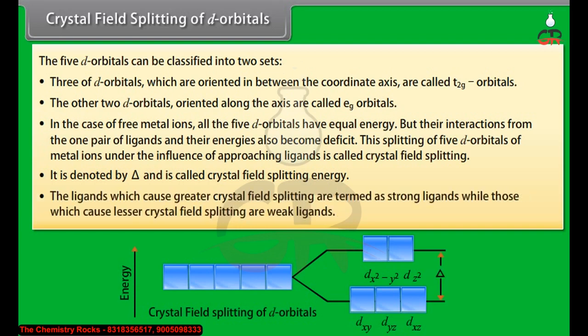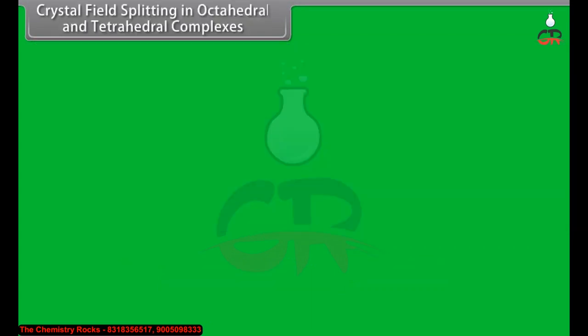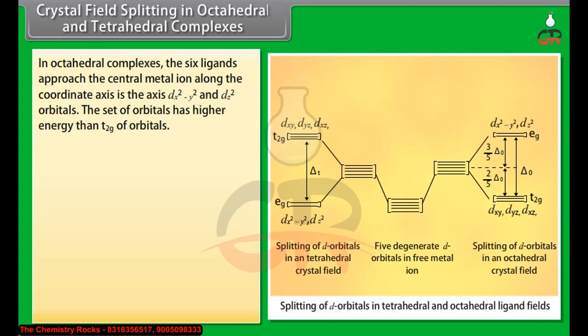The ligands which cause greater crystal field splitting are termed as strong ligands, while those which cause lesser crystal field splitting are weak ligands. Crystal field splitting in octahedral and tetrahedral complexes. In octahedral complexes, the 6 ligands approach the central metal ion along the coordinate axis, that is, the axis of dx2-y2 and dz2 orbitals. This set of orbitals has higher energy than the t2g orbitals.